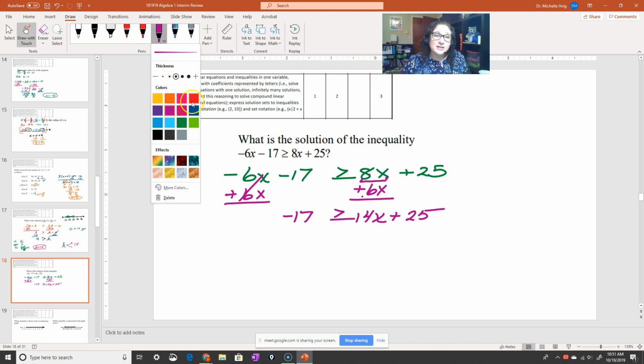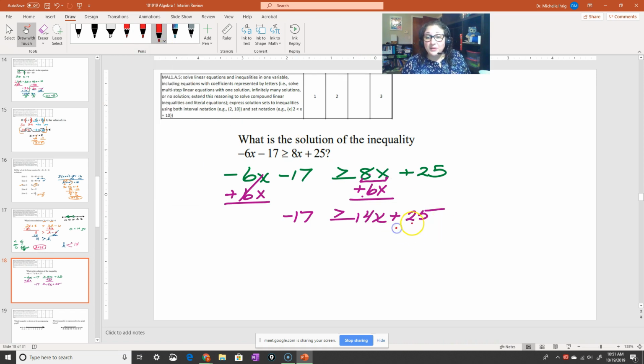Then switching colors, I've got to move that 25 to the other side. The opposite, inverse operation to addition is subtraction. And this you might want to do on the calculator because some kids really, really screw up subtracting negatives. Basically, it's like I owe you $17 and I owe you $25 more, so I owe you more money. So it's going to stay negative. But nonetheless, when we do this, we're really adding two negatives together. So you're at negative 42.